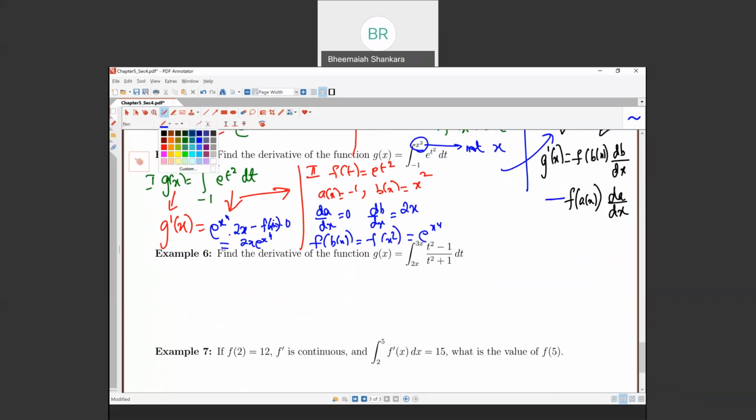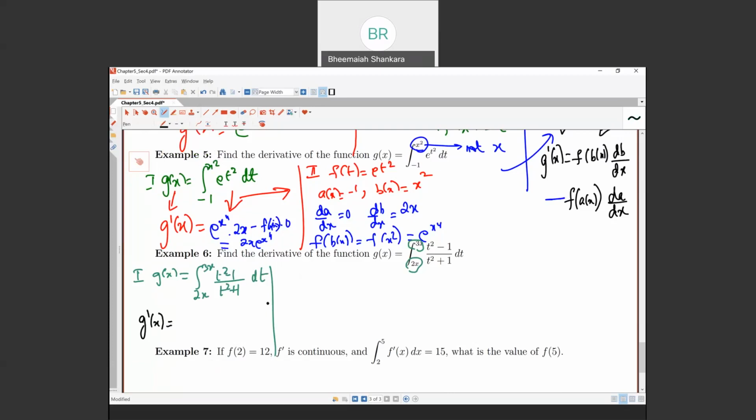Find the derivative of the function. You see the upper limit and the lower limit are both functions of x, so we'll again use the new FTC definition which we defined just now. First, step 1: g of x is the integral from 2x to 3x of t square minus 1 over t square plus 1 dt. All you want to find is g prime of x.